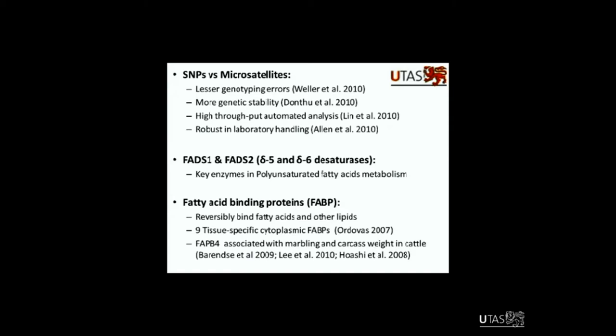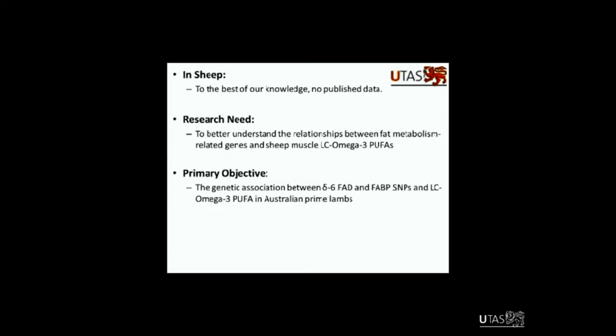But with the FADS 1 and FADS 2, or what we call the Delta 5 and Delta 6 desaturases, these are the key enzymes in fatty acid metabolism and of interest to our group. And also the fatty acid binding proteins, or the FABP, they are also of interest to us, because in cattle, it's been demonstrated that there's an association between FABP4 with marbling and carcass weight. And there's been some other reports too where it's been associated with specific fatty acids. So we are interested in that.